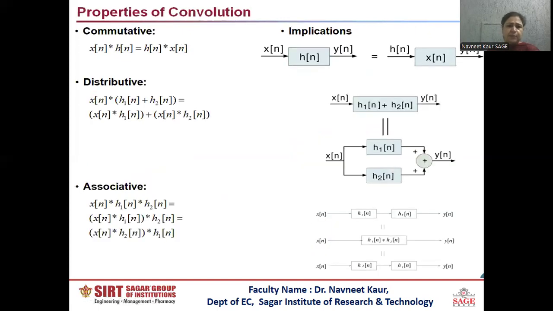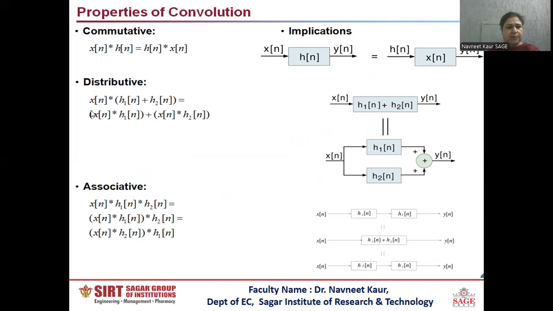Now, there are properties of convolution. First property is the commutative property. Xn when convolved with Hn will be the same as Hn when convolved with Xn. Here we can see in the block diagram, Xn is input, Hn is the unit impulse function. It is the same as if Hn is the input and Xn is the unit impulse.